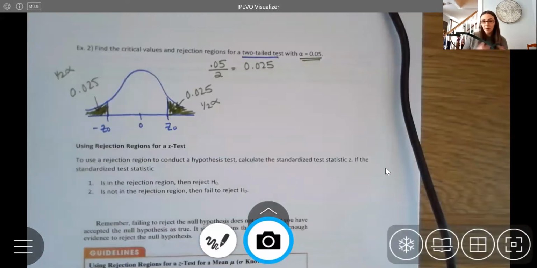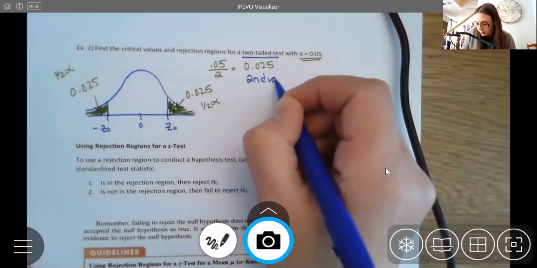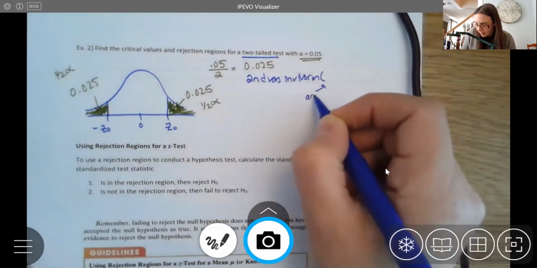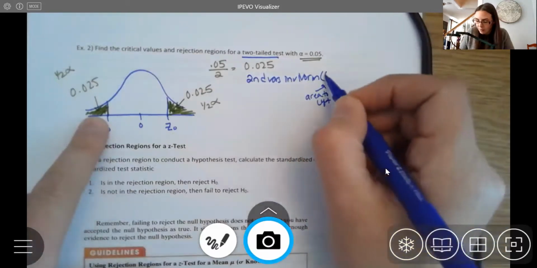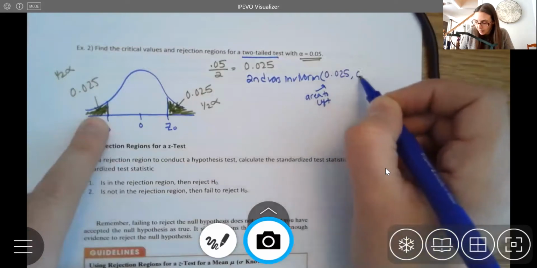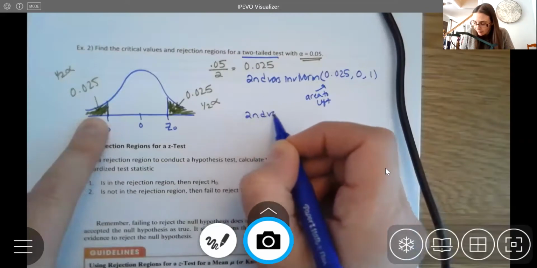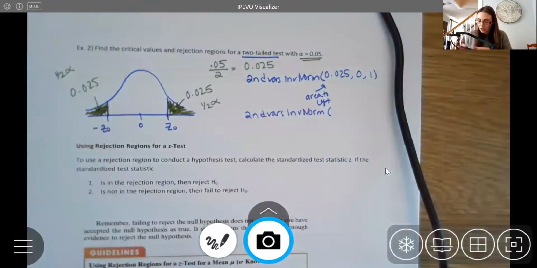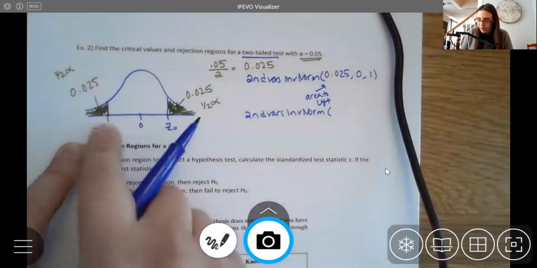And again, you can use the table or you can use your calculator. If you want to use your calculator here, again, you're using second VARS, inverse norm, and you just have to remember that you're doing the area to the left. So if I start with this one, my area to the left is 0.025, my mean is 0, and my standard deviation is 1. Now, you don't really have to do both sides because it's going to be symmetric, but I'm going to do it just to show you how to check both areas.